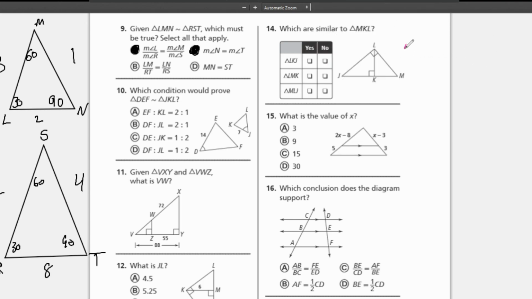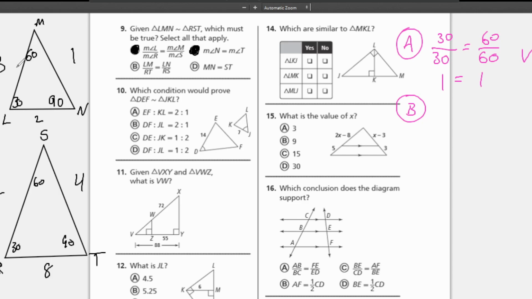And we're going to do that over here. Angle L is 30. Angle R is 30. Angle M is 60. And angle S is 60. 30 divided by 30 gives me 1. 60 divided by 60 gives me 1. And again, I can see that A is in fact true. Now let's look at B.